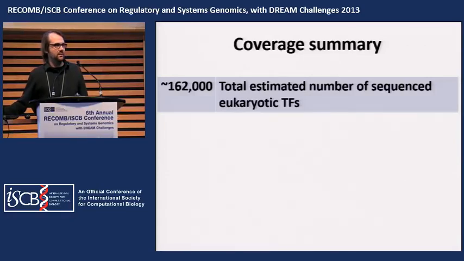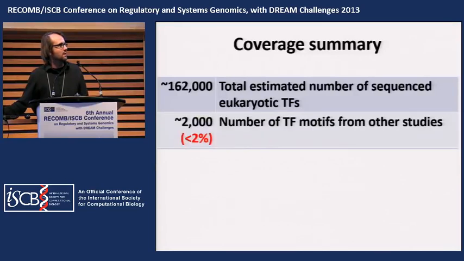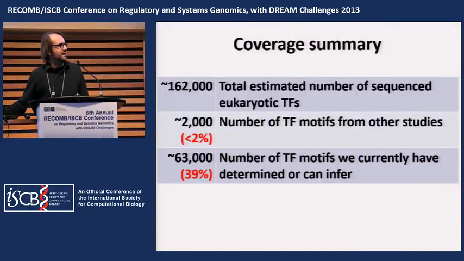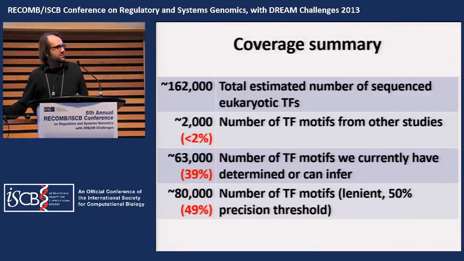And this is putting it all together for the final numbers. There are about 300 sequenced eukaryotes when I started this project, and about 162,000 different transcription factors in these genomes. If you take everything that's available in the literature, you maybe have about 2,000 or so, which is less than 2% of them with a known motif. In our study now, we have either determined or can infer about 63,000 transcription factors with motifs, which is almost 40% coverage of all eukaryotes. As I mentioned, we have a stringent cutoff for these inferences. If you lower this to a 50% precision threshold, we have coverage of almost half of all the transcription factors.